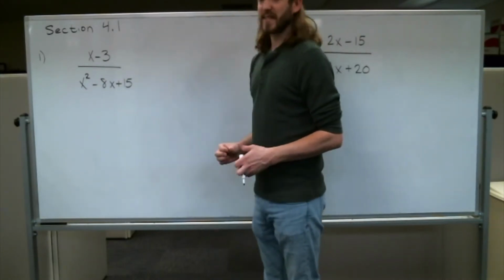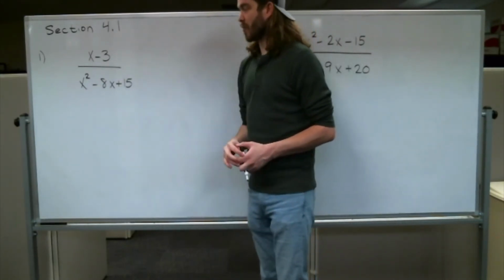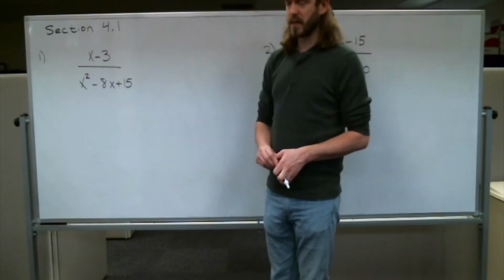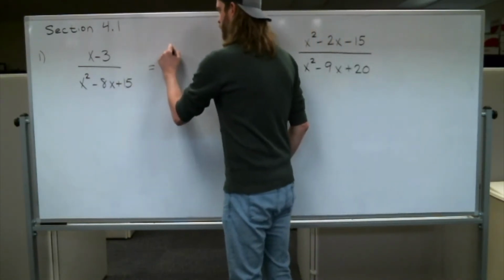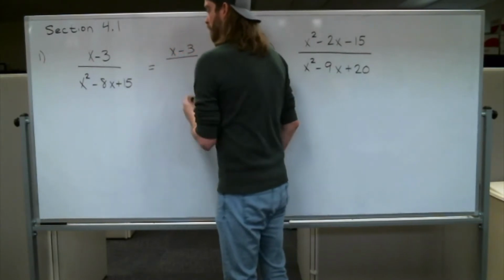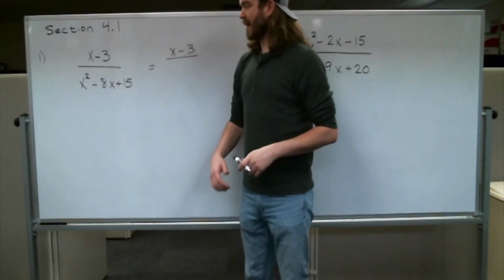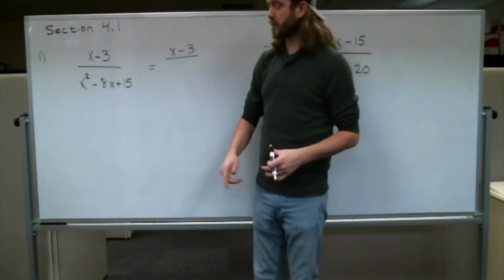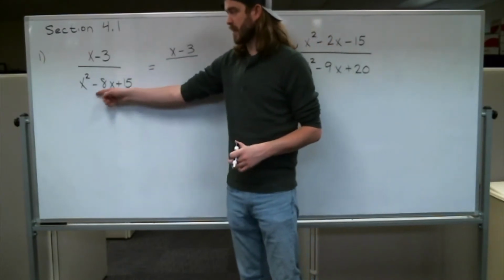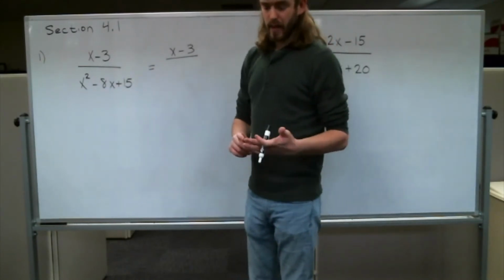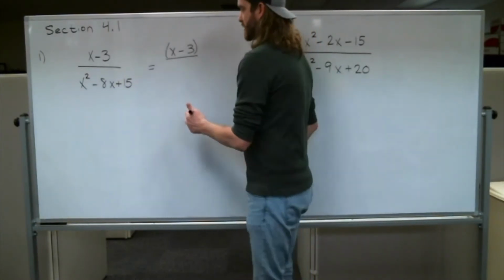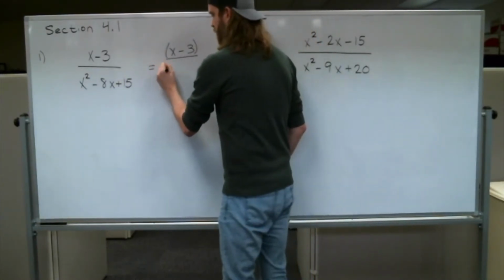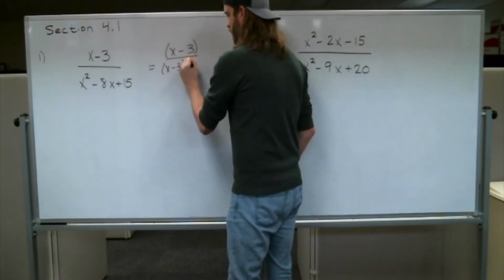So let's start off with example 1. We have x minus 3 over x squared minus 8x plus 15. We can't factor x minus 3, so let's go ahead and just put that on top. But we can factor x squared minus 8x plus 15. If we find two numbers that multiply to get 15 and add to get negative 8, that's going to be negative 3, negative 5. So we can rewrite this as a factored expression. X minus 3 times x minus 5.